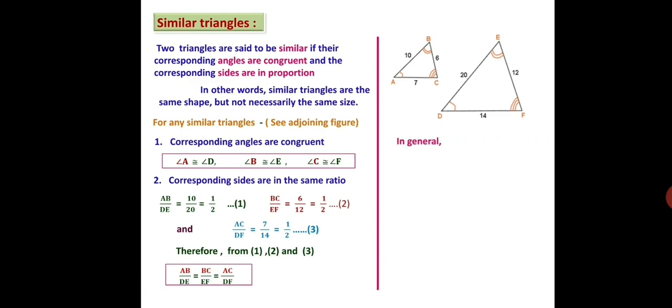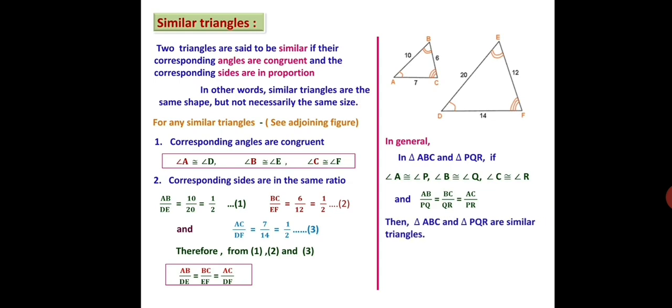So, in general, in triangle ABC and triangle PQR, if angle A is congruent with angle P, angle B is congruent with angle Q, angle C is congruent with angle R, and AB upon PQ is equal to BC upon QR is equal to AC upon PR, then triangle ABC and triangle PQR are similar triangles. In short, this can be expressed symbolically as triangle ABC similar with triangle PQR.